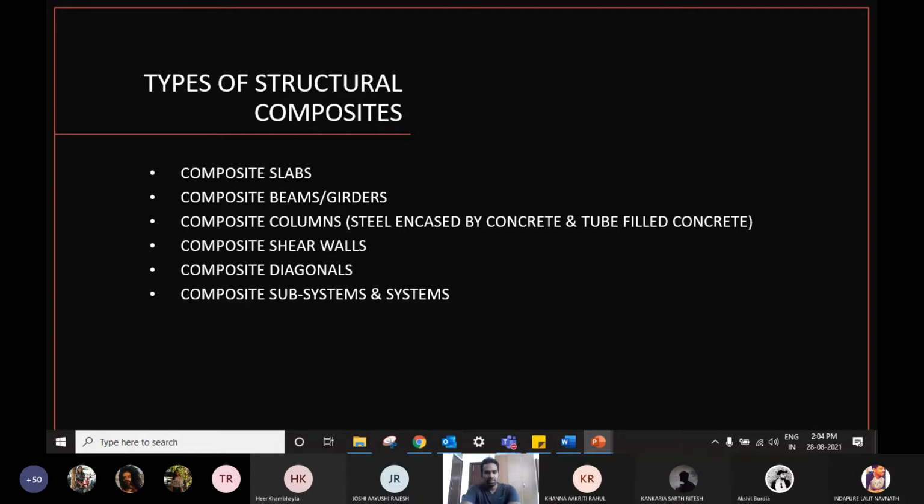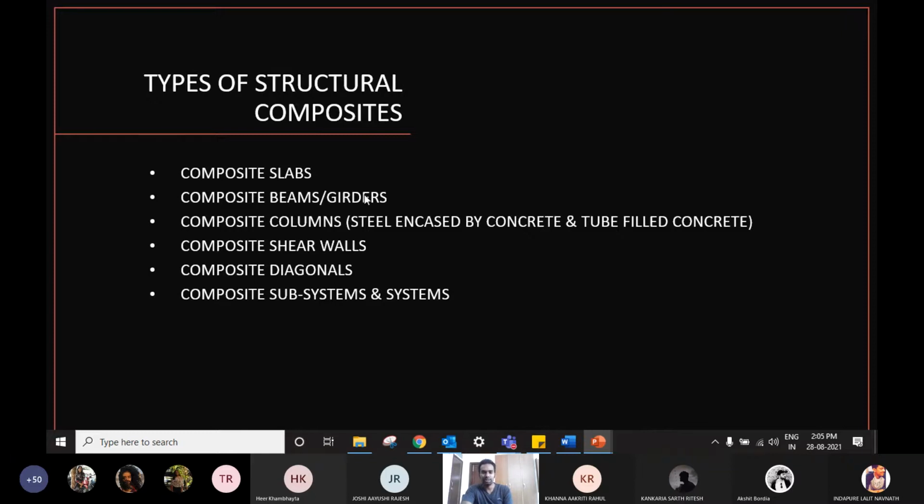So, structural composites, let's call it structural composites because your traditional reinforced concrete structures are also composites. So for distinction and clarity, we will call it structural composites, the ones that we saw, which have structural steel inside, in addition to your reinforcement bars. So we can have concrete slabs, structural composite beams and girders, composite slabs, composite girders, composite columns.